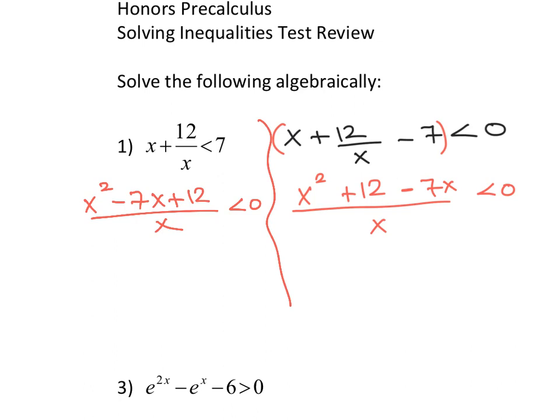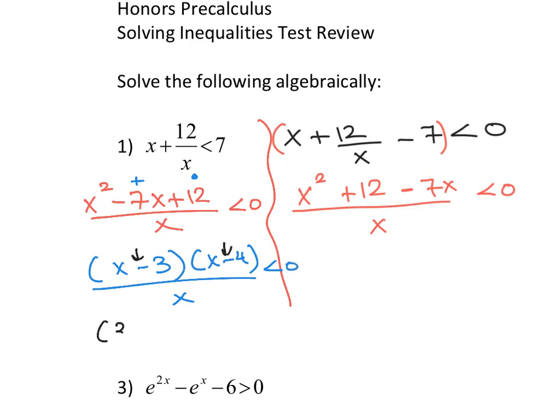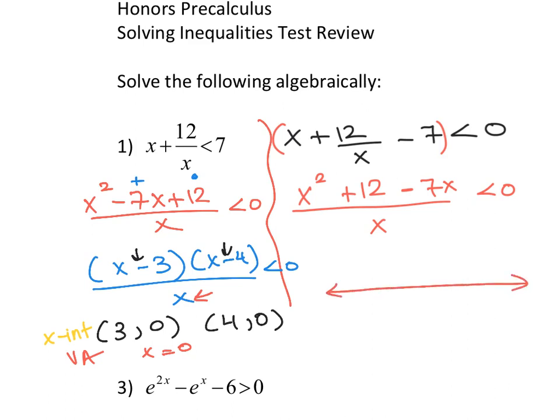Now what multiplies to give me 12 and add to give me negative 7? And that's negative 3 and negative 4 over x is less than 0. So in this case, I see that there are two x-intercepts and one vertical asymptote. And I need to represent that on the number line to see where my solution will be.